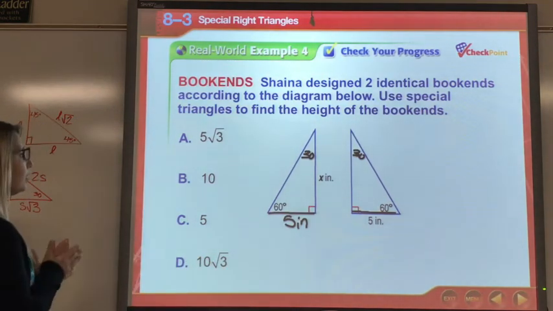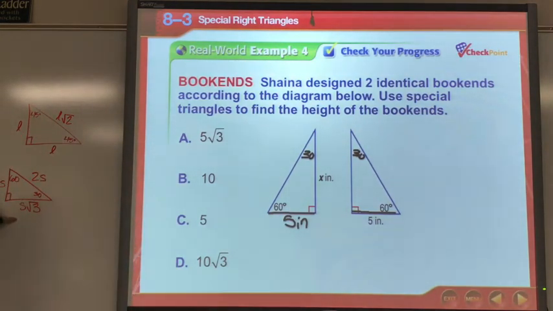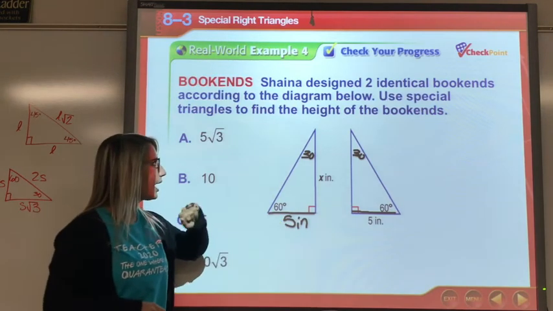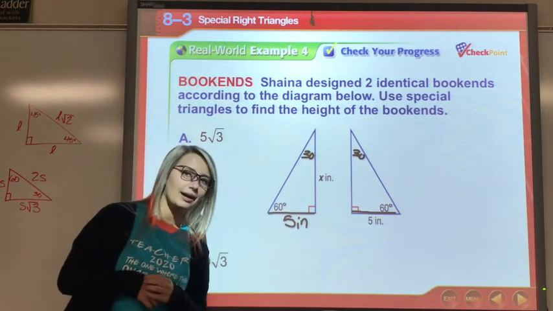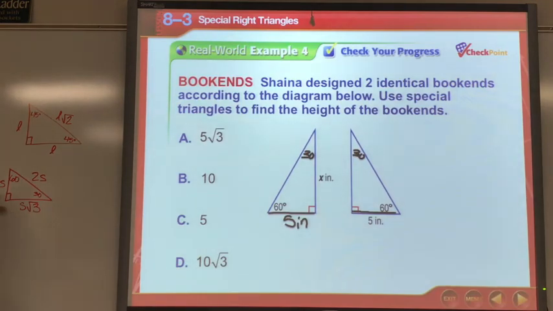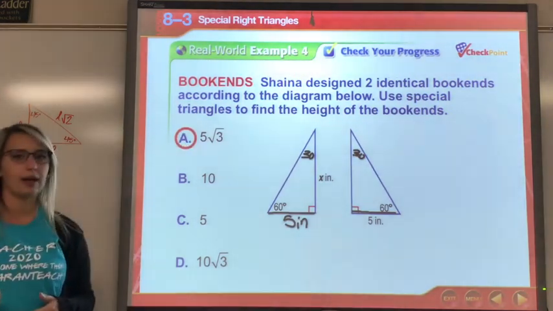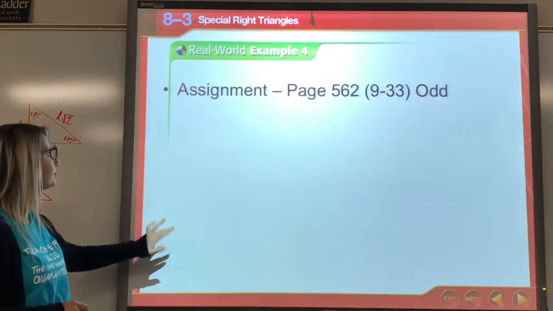So, now that we have the 30, 60, 90 triangle, we know that we're using this guy over here. We're given the short side. We have to find x, which is the long side. So according to this, if we have s to find the long side, we just multiply it by the square root of 3. So our answer should be 5 times square root of 3.